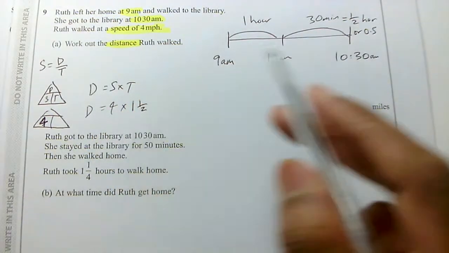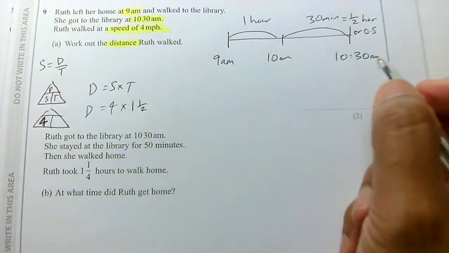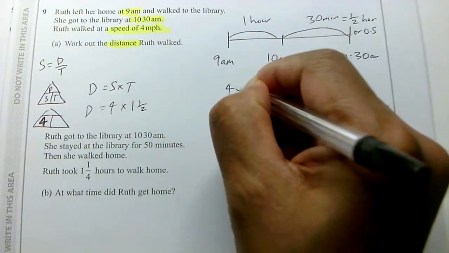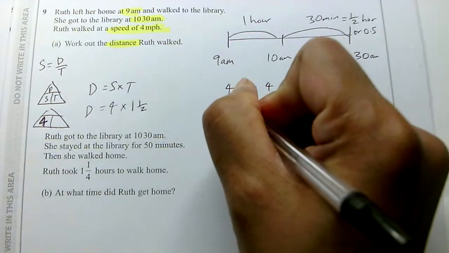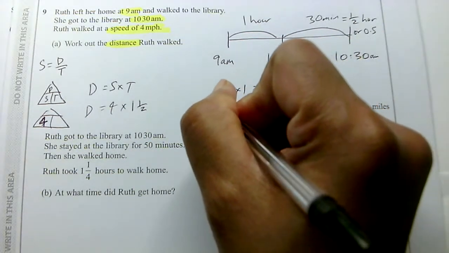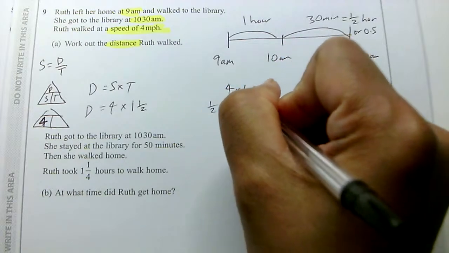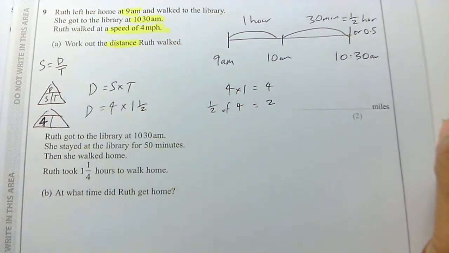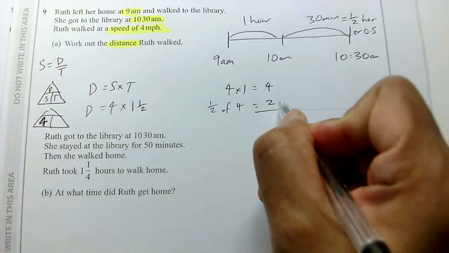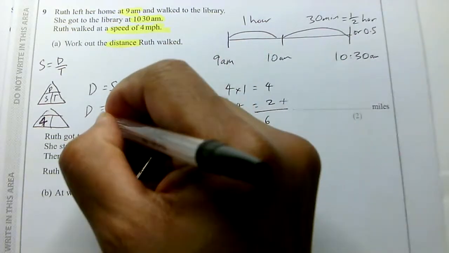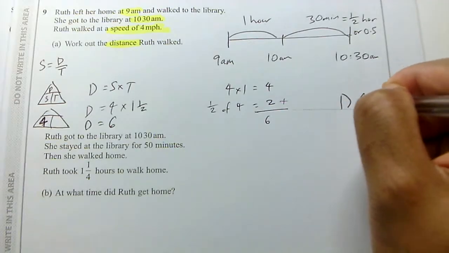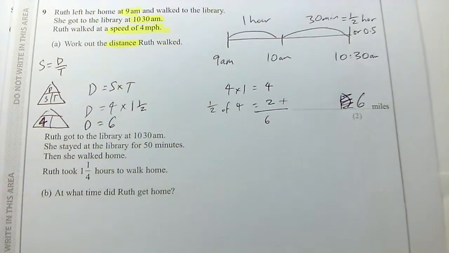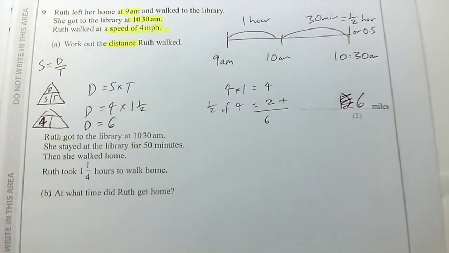So how do I work this out? I can split this up without a calculator. So I can do 4 times 1, which is 4. What's half of 4? Half of 4 equals 2. So I can just add these two together. 4 plus 2 gives me 6. So my distance is 6 miles. Just going back to write D there. Distance is 6 miles. Okay, and so that's the answer to my question.